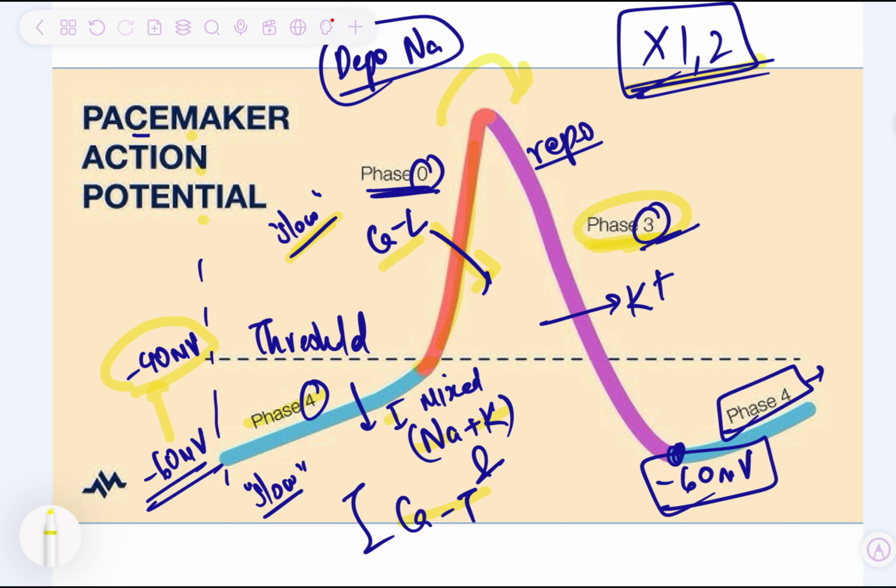In phase 3, we have repolarization, and like other action potentials, in a pacemaker as well, repolarization happens due to the efflux of potassium. After phase 3, again we come back to phase 4 and the cycle repeats.